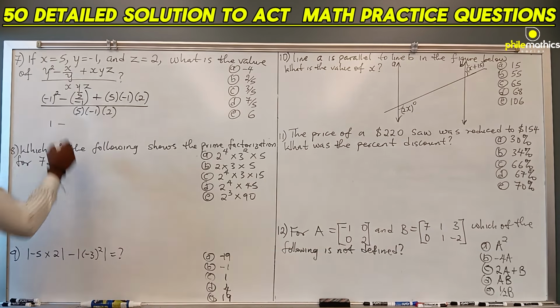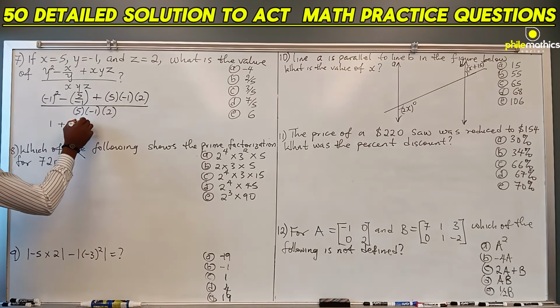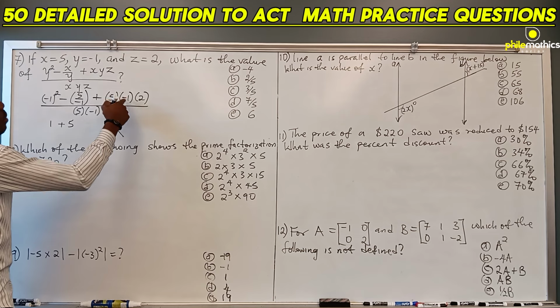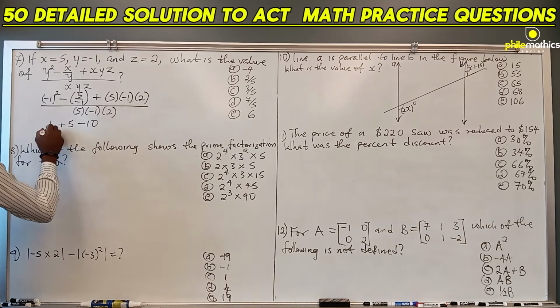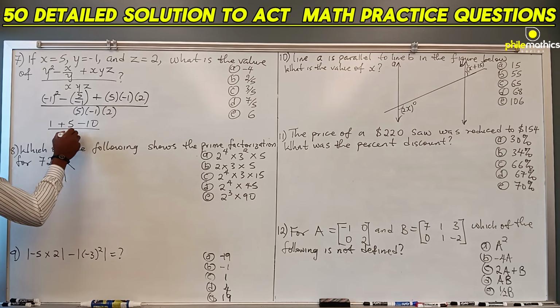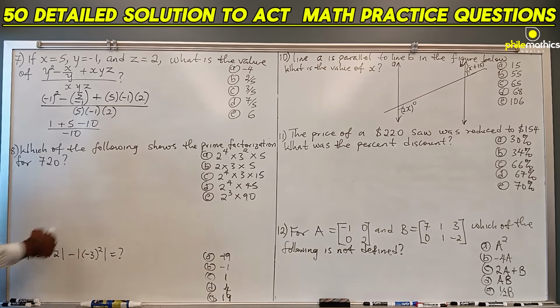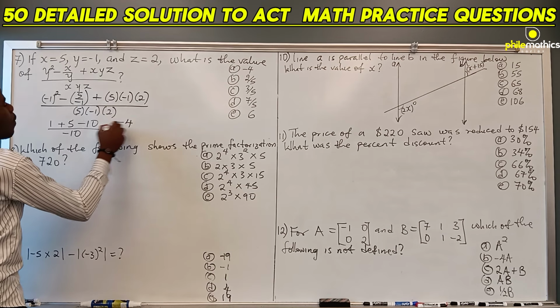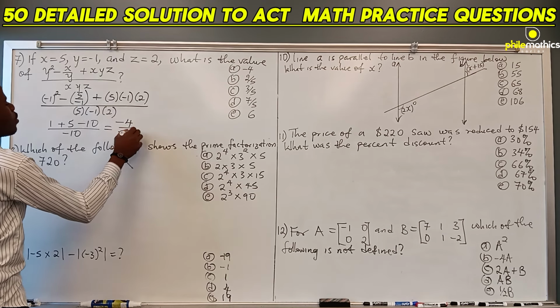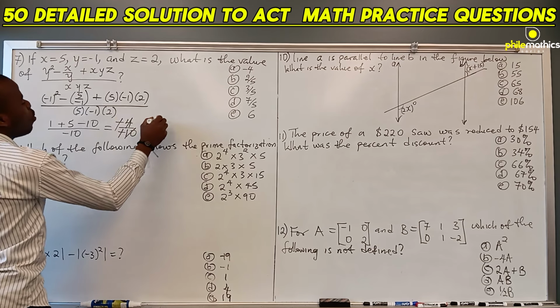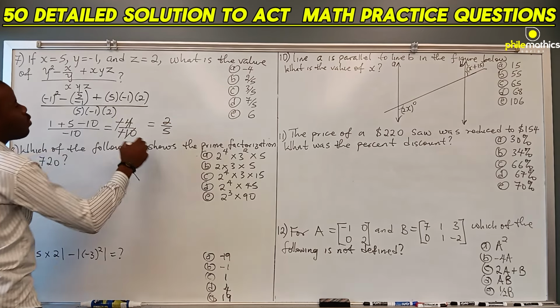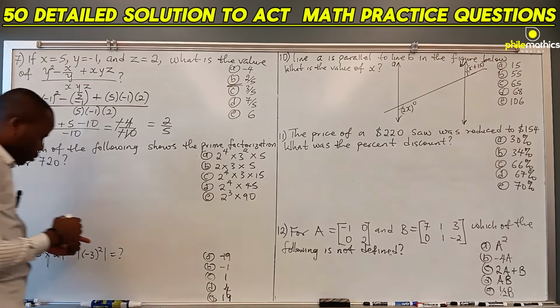Minus times minus is plus 5. 5 times minus 1 is minus 5. Minus 5 times 2 is minus 10 over, this is minus 10, same thing. 1 plus 5 is 6. 6 minus 10 is minus 4 over minus 10. Minus can cancel minus, so we have 2 can go. We have 2 over 5, which is B.